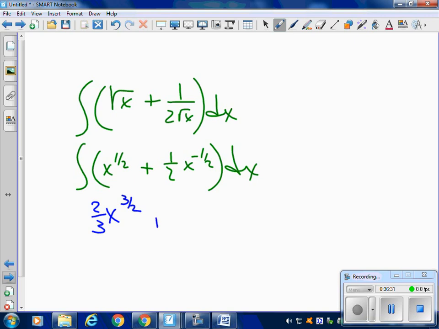And then if I add this to 1, I get a 1/2, which makes a radical. And if I divide by a 1/2, how do you divide by a 1/2? You flip, multiply. They cancel. And that's why it's just the square root of x plus c on the end. Does that make sense? Because these cancel.